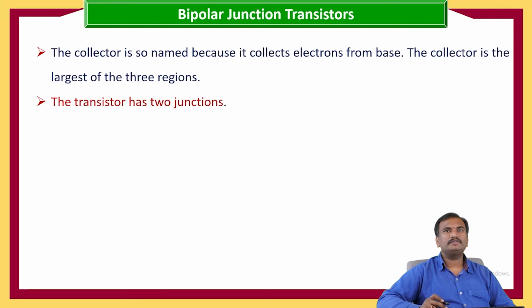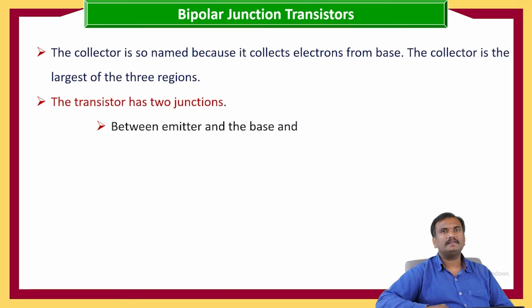The collector is so named because it collects electrons from the base. It collects electrons from the base. The collector is the largest of these three regions. The collector is going to have the area largest of all these three regions.